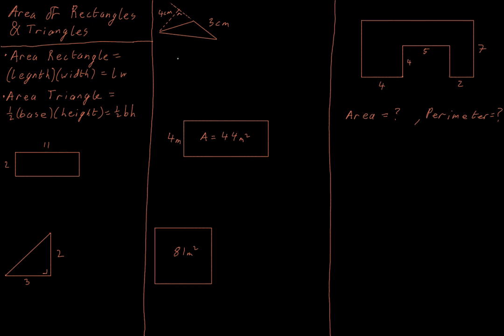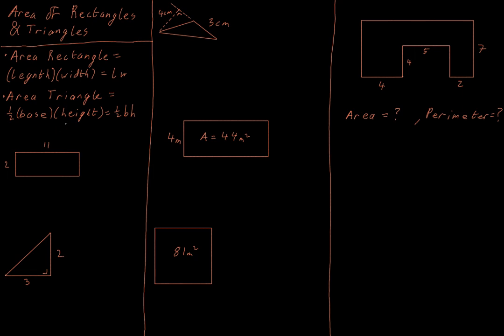Hello. Now we're going to have a look at the area of rectangles and triangles. We're going to start off by having a look at the formula that we know for them. So the area of a rectangle we know is the length, which we usually give to the longer side, times the width. So it's just length multiplied by width.